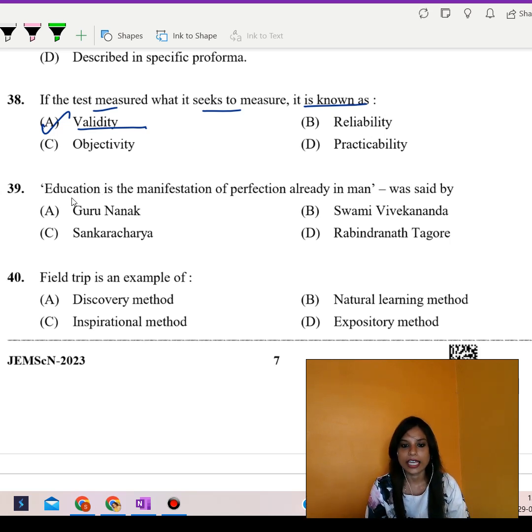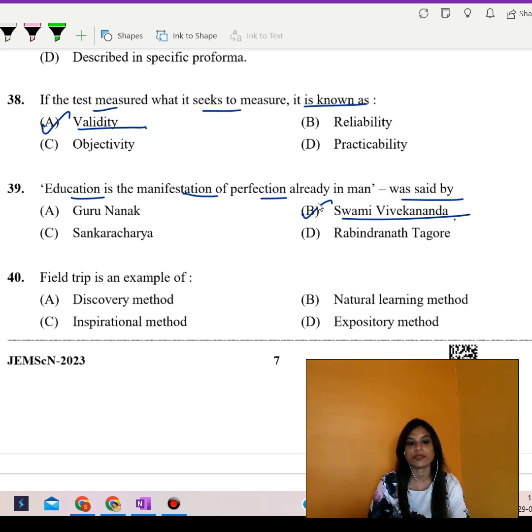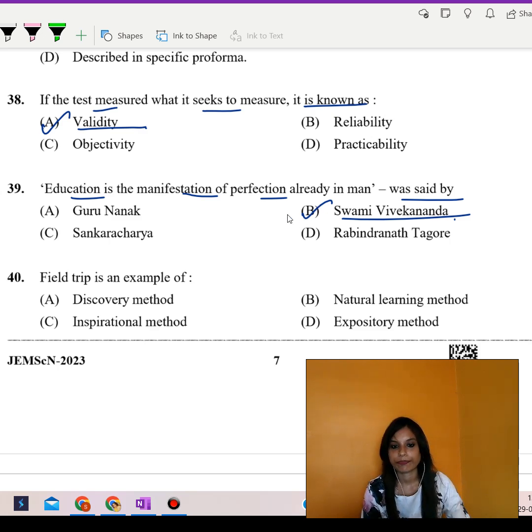Okay. Next, education is the manifestation of perfection already in man, was said by whom? It was said by Swami Vivekananda, that is option B. Now, Swami Vivekananda, a prominent Indian philosopher and spiritual leader, emphasized the idea that education reveals the innate perfection present within the individuals. So, this quote reflects his belief in the transformative power of education to unlock human potential.